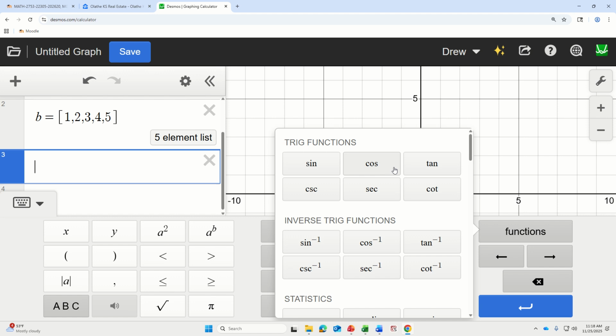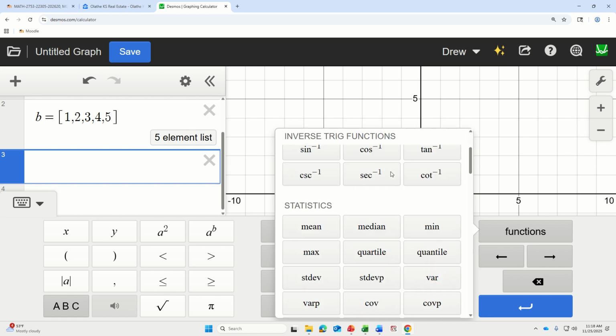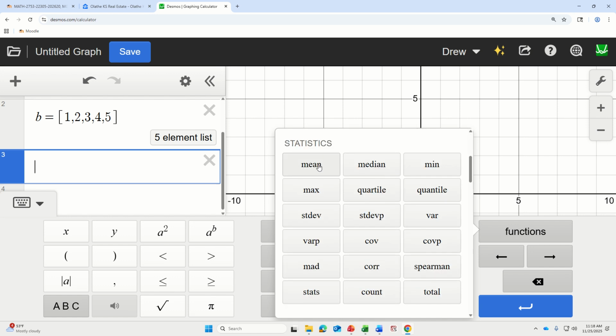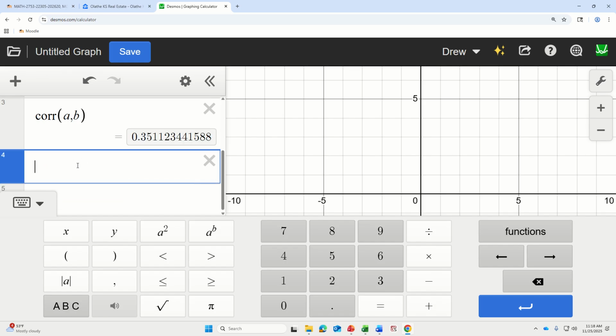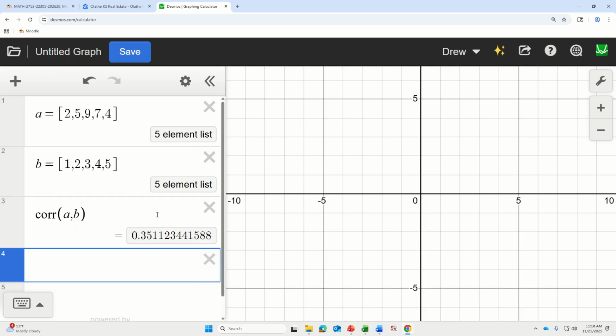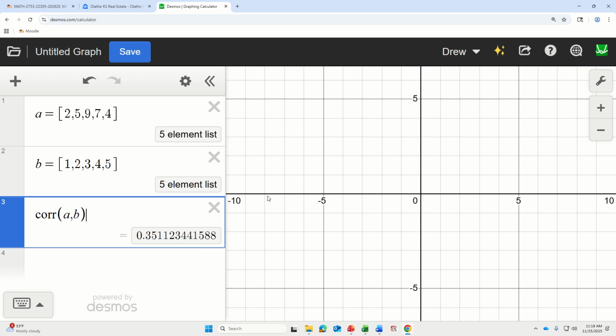So I'm going to go to functions and see what we have for statistics. Mean, median, min, max, quartile, quantile, standard deviation, variance, covariance, CORR. That might be my linear correlation coefficient. Let's try it out. I think that's it. I think that works. Let me double check because I haven't actually used that before.